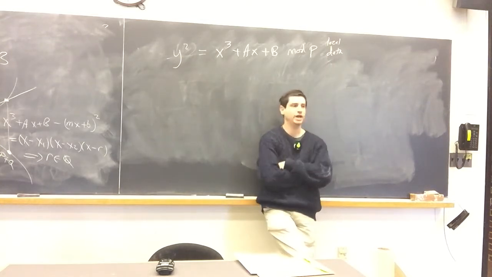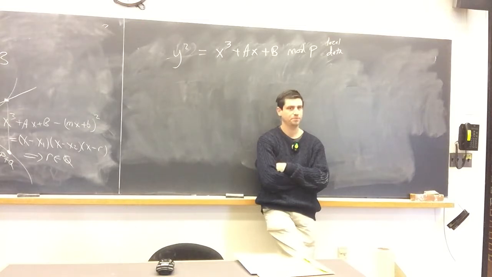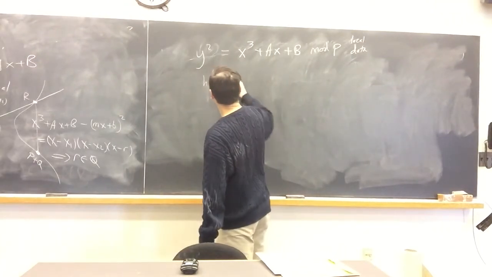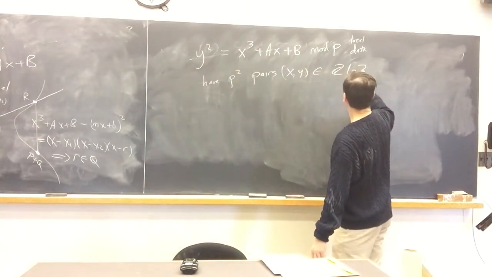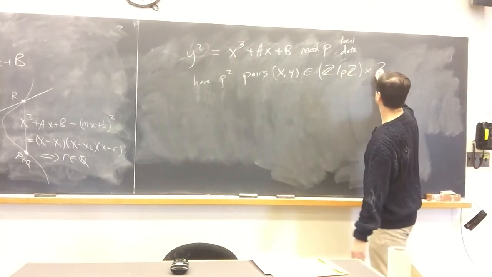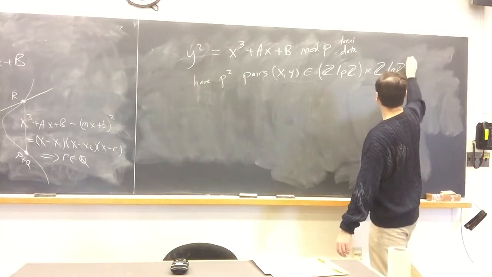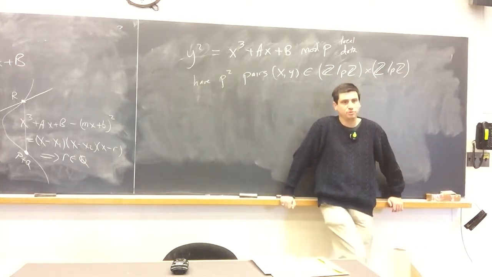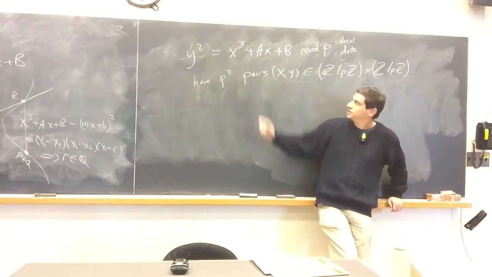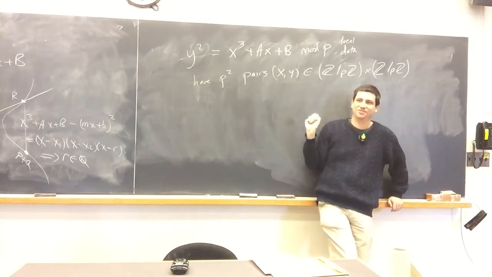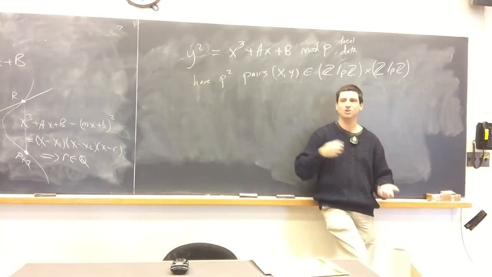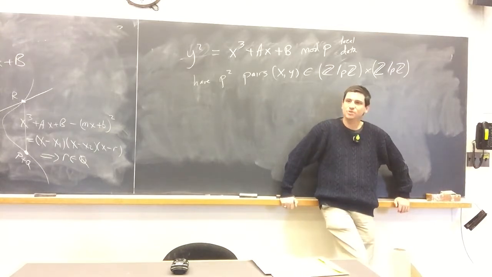How many pairs x and y do we have? So we have p squared pairs x and y in Z mod pZ cross Z mod pZ. This means each component is in Z mod pZ, and we are allowing 0. Okay, somebody give me an upper bound on the number of solutions this could have mod p. P squared. Give me a lower bound. 0. So the number of solutions is somewhere between 0 and p squared. Any thoughts on where you might put it between 0 and p squared?